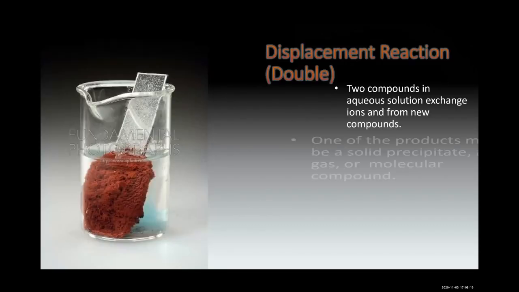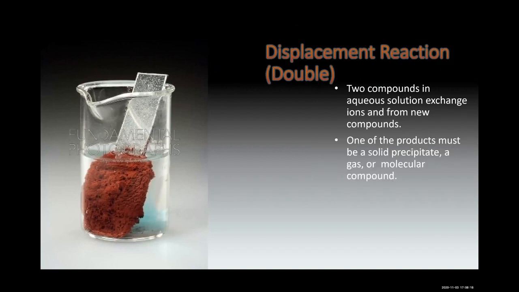And then we have our double displacement reaction, where you've got two compounds in aqueous solution exchanging ions and forming new compounds. One of the products must be a solid precipitate, a gas, or a molecular compound. And I believe this one here was, I cannot remember if this was aluminum or zinc, but it's in a solution of, I believe, copper sulfate, and that's copper forming as a, well, less like a precipitate when you think about a precipitate as being mixed in the solution, but definitely as a solid. So yes, a precipitate.